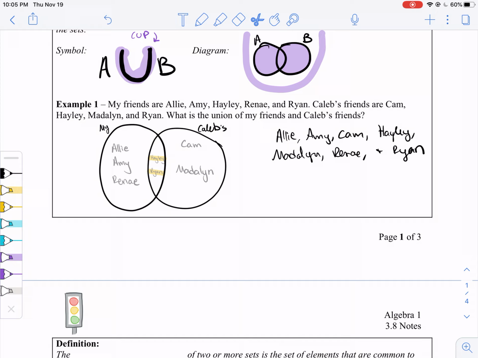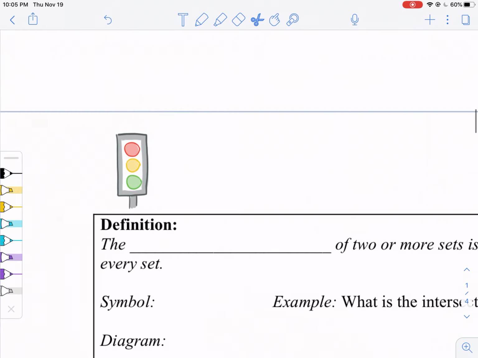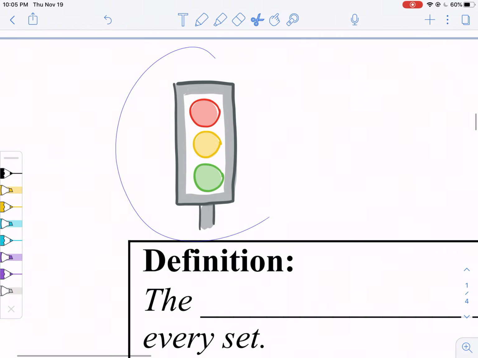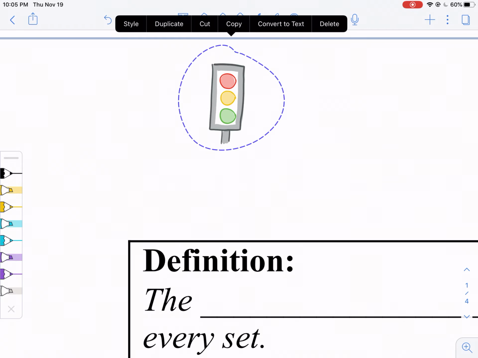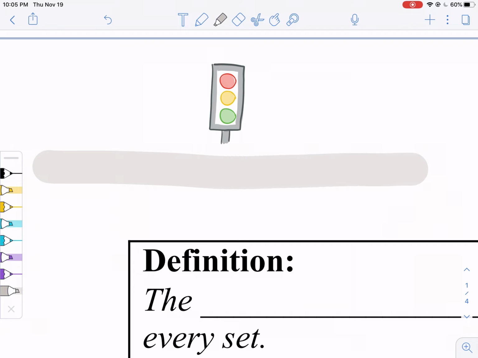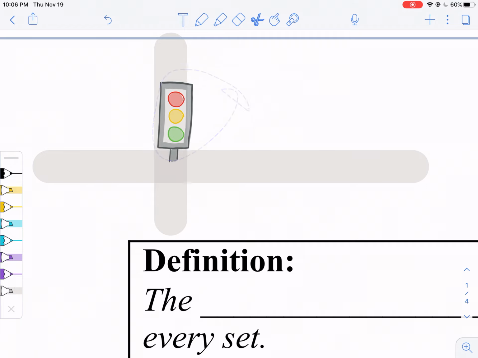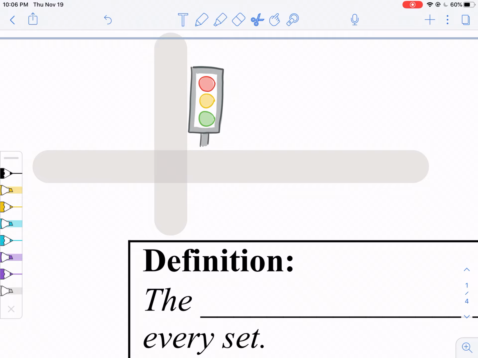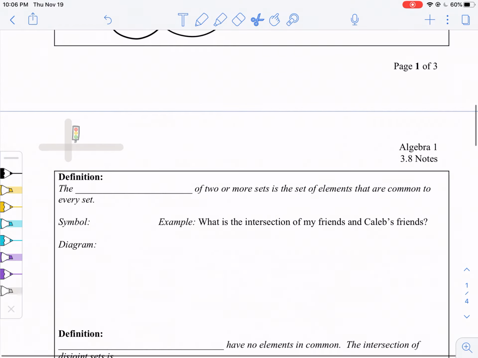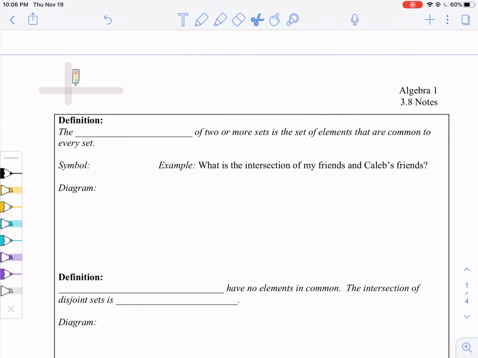Cool. So an intersection. An intersection is like what you think of when you have the road going. If you have one street coming this way, and then you have another street coming this way. This intersection right here with the stoplight and stuff, that's where they both occur. It's where they intersect. The same kind of idea is true in math. The intersection.